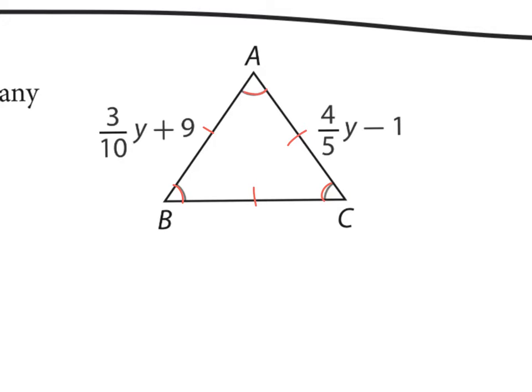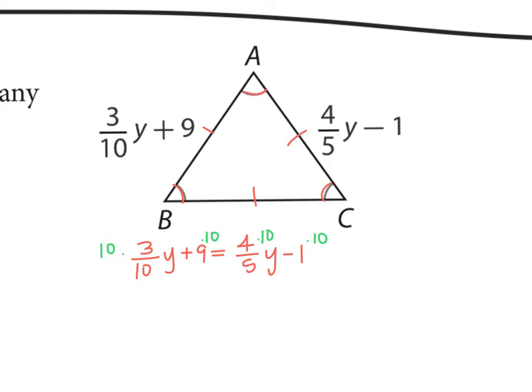So if I go ahead and set this up, I can set up that AB, which is 3/10 y plus 9, is equal to AC, 4/5 y minus 1. Now, you and I have not solved fractional problems together, and I'm not really concerned about you all knowing how to solve fractions. However, I personally do not like fractions, and I do everything I can to get rid of those before I start. I see that the least common denominator here is 10, so I'm going to multiply everything by 10 just to eliminate my denominators.